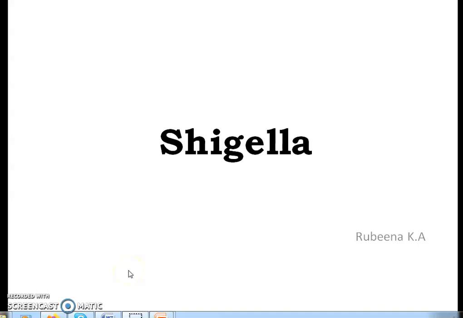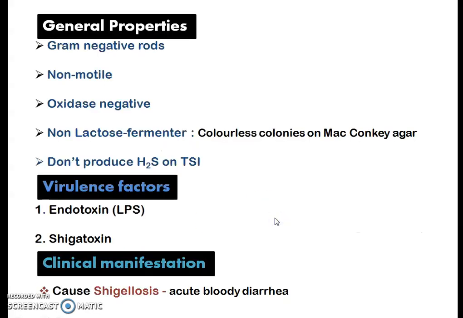Hey guys, our next topic is Shigella. Coming to the general properties, they are gram-negative rod-shaped bacteria. They are non-motile, oxidase-negative, non-lactose fermenter.